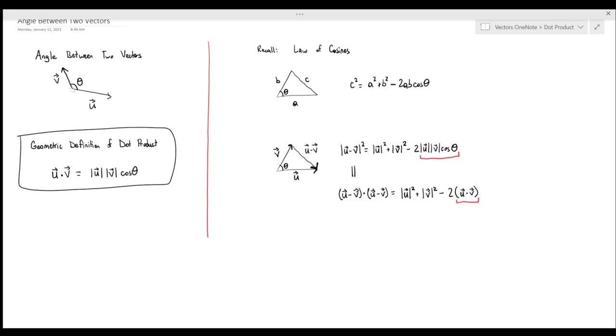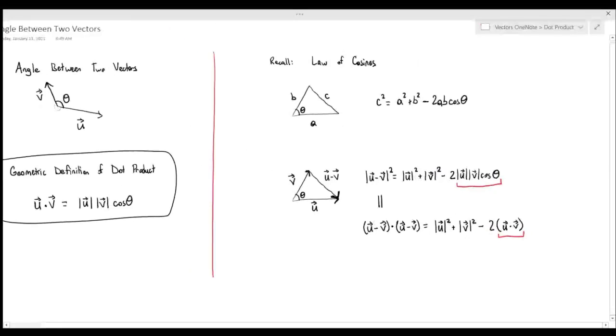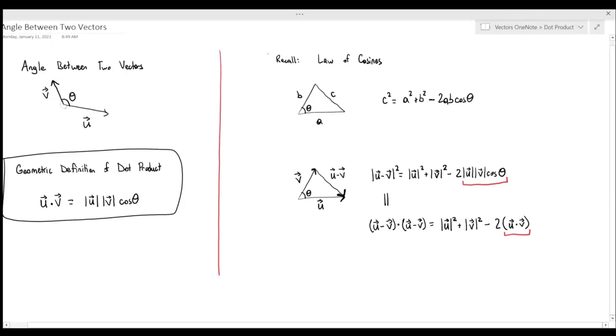The proof of how the dot product is equal to this expression involving the angle between two vectors is based off the law of cosines, which I have written over here. And it actually makes use of the properties of the dot product that I mentioned earlier.